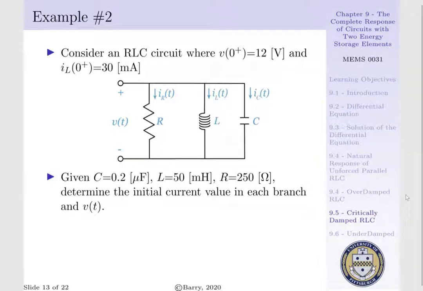Now let us consider the same RLC circuit where our voltage from t equal to 0 on the right hand side is equal to 12 volts and our current running through our inductor when t is equal to 0 from the right hand side is equal to 30 milliamps. Given the capacitance is equal to 0.2 microfarads, our inductance is equal to 50 millihenries, and our resistance is now equal to 250 ohms, we want to determine our initial current values in each of our branches, i.e. I sub R, I sub L, and I sub C, as well as their voltage as a function of time.